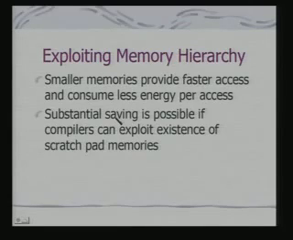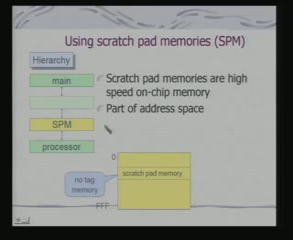And substantial saving is possible if compilers can exploit existence of what are called scratch pad memories. In fact, we had discussed scratch pad memories when we looked at the memory organization. So what are really scratch pad memories? Scratch pad memories are high speed on-chip memory. What is the difference with cache memory? Cache memory really is not part of an address space. It's mapped from the main memory to cache, but scratch pad memory is part of the address space. And it is on chip and fast.